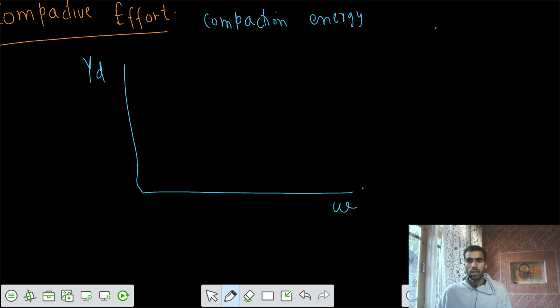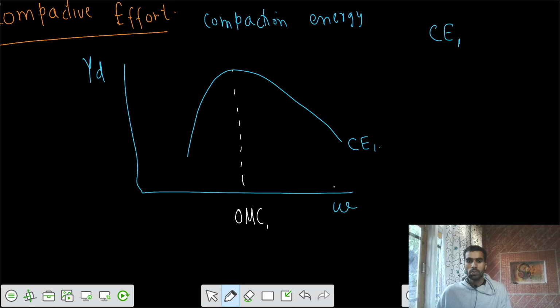So if I have that particular gamma dry versus water content plot, let's say that your compaction energy was initially CE1, and corresponding to that you got the curve in this way. This is your curve corresponding to compaction energy CE1. There was some value of optimum moisture content, let's say OMC1. At that time you got gamma dry max 1. So this is the data we got.